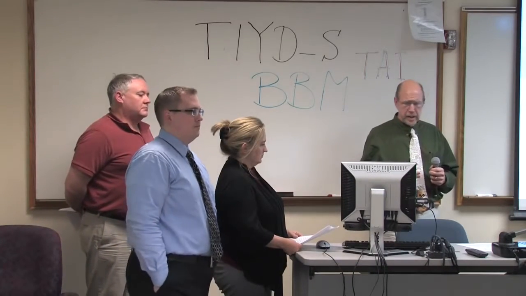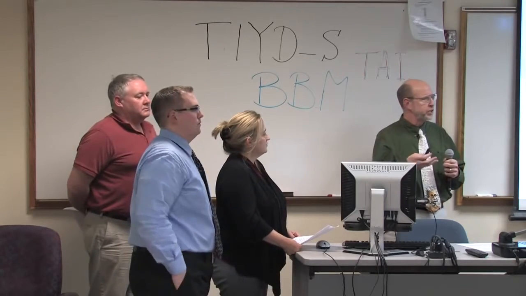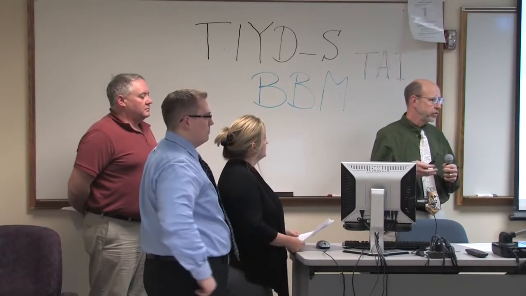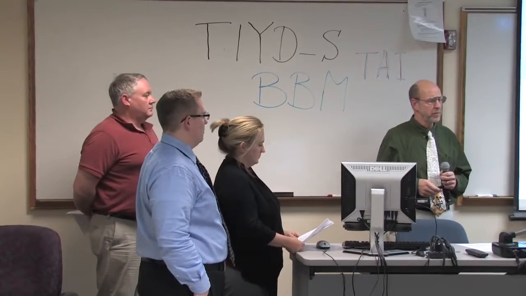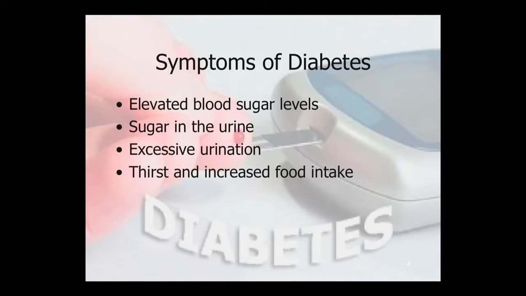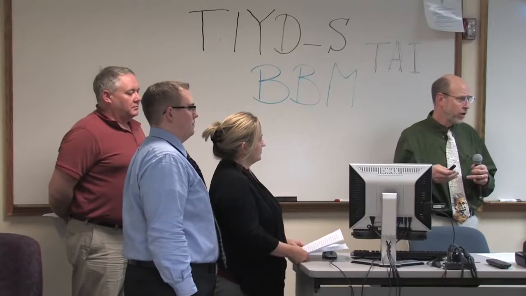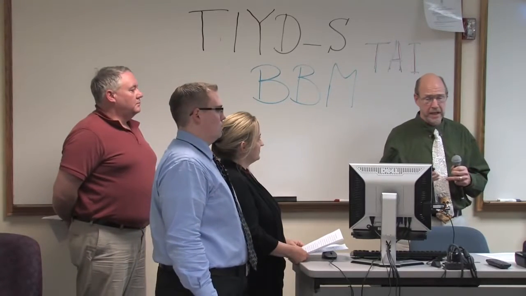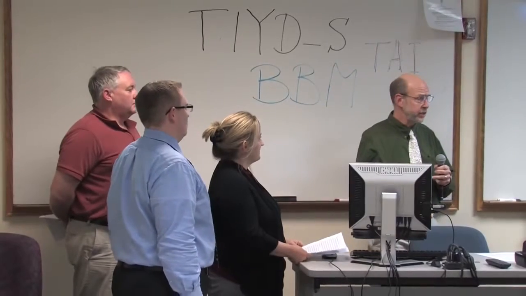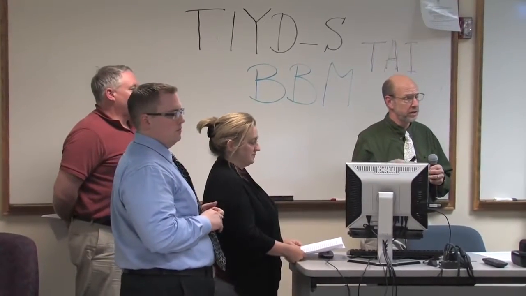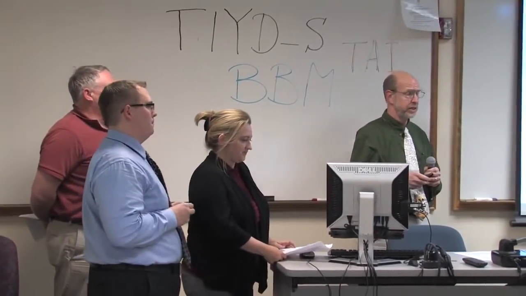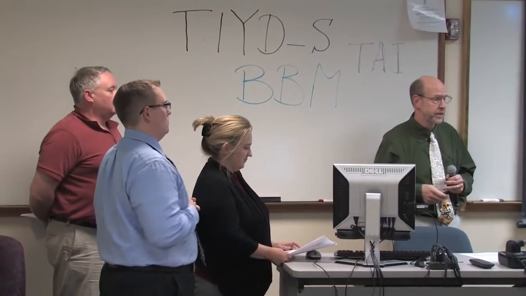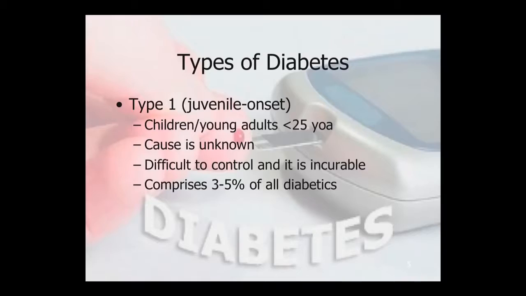If the cells cannot absorb the glucose, the sugar stays in your blood, and you'll get what is referred to as high blood sugar. What happens with high blood sugar is that often the symptoms are excessive urination, you're hungry, or you're always thirsty. And they can test this by looking for elevated blood sugar levels in your blood, and they can look for sugar in your urine. These are all medical tests that doctors can perform.